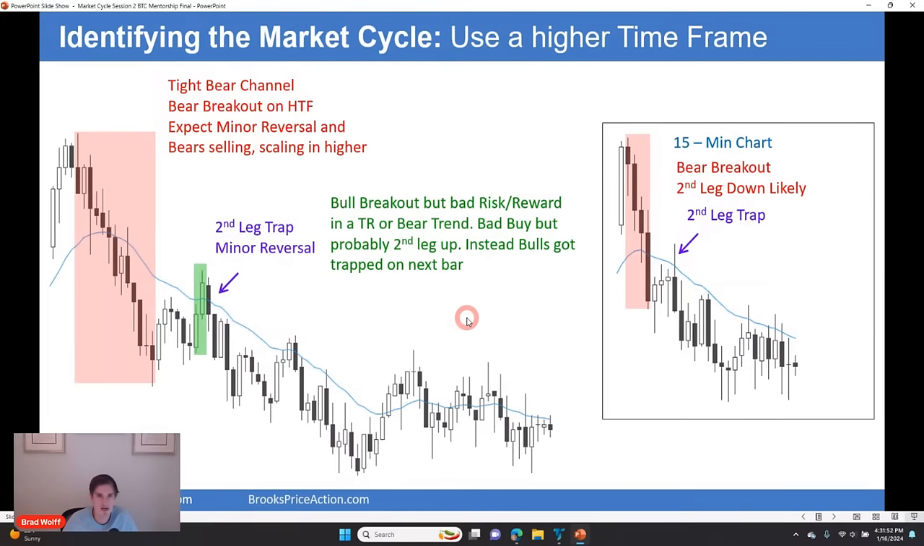Now, if one way to identify the market cycle is using a higher time frame, what's another way we can identify the market cycle? Who can guess? So I'm going to give maybe 10 seconds for people to type an answer and tell me what's an easy way, and that's the key, easy way to identify a market cycle.